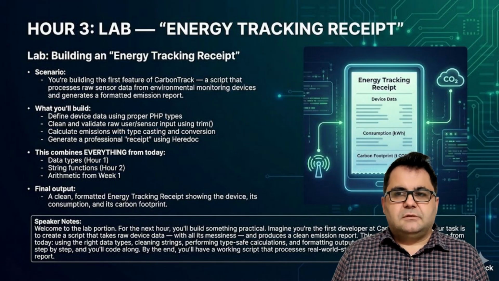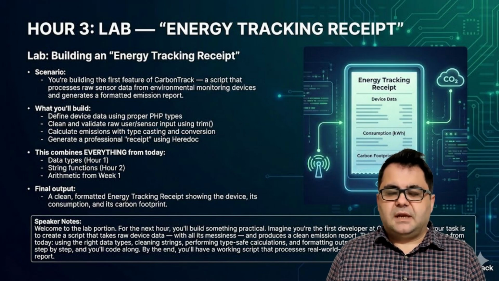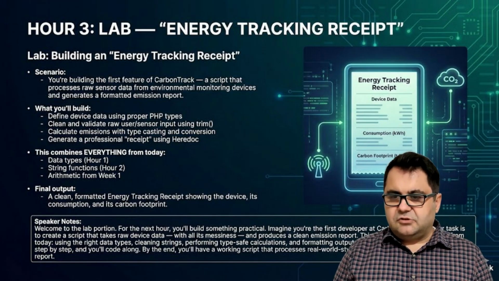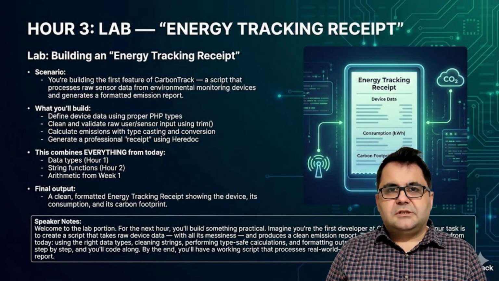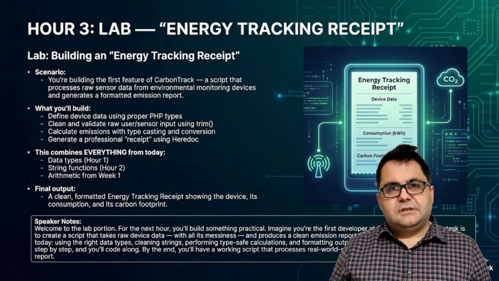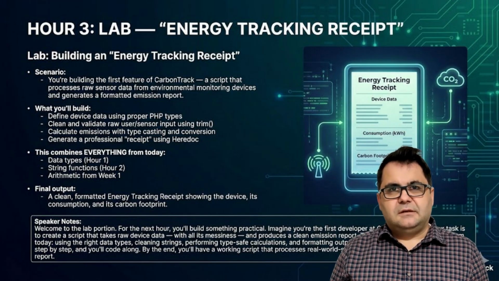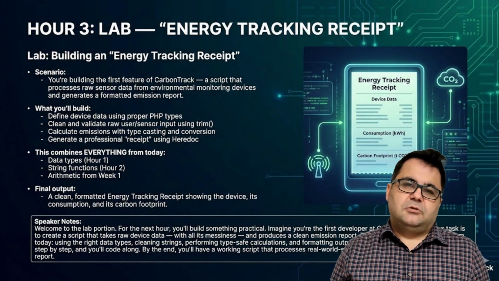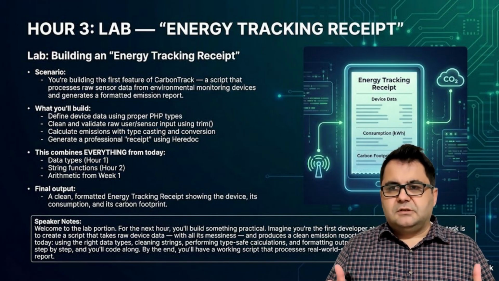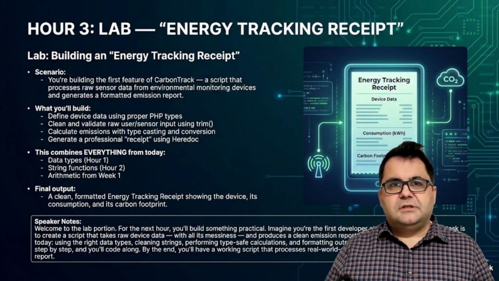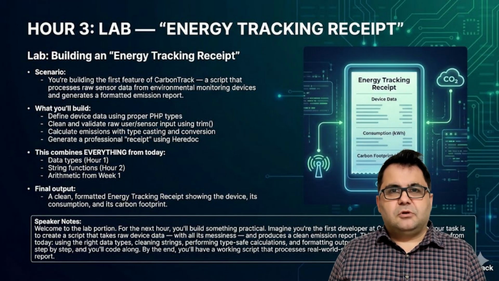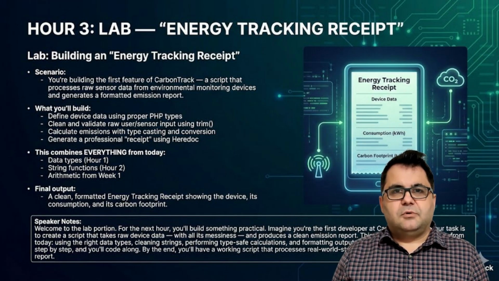Welcome to the lab portion. For the next hour, you'll build something practical. Imagine you're the first developer at Carbon Track, and your task is to create a script that takes raw device data with all its messiness and produces a clean emission report. This exercise tests everything from today, using the right data types, cleaning strings, performing type-safe calculations, and formatting output professionally. I'll walk you through it step by step, and you'll code along. By the end, you'll have a working script that processes real-world style data into an actionable emission report.